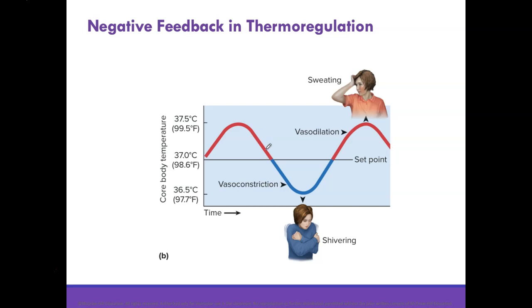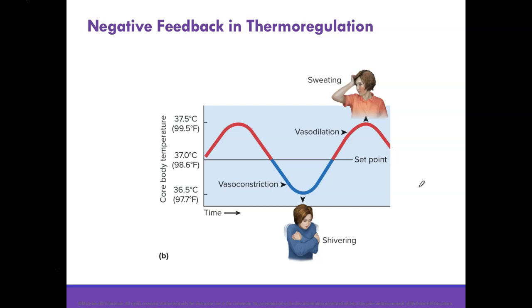If we get too cold, we start to shiver. If we get too hot, then we get vasodilation. That's when our blood vessels increase in diameter and heat can escape. So then we're going to cool off by sweating. And then we'll get back down to the set point. So again, we're always fluctuating in thermoregulation.